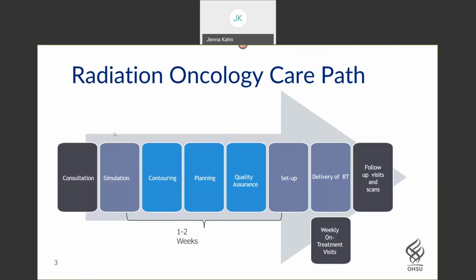As a care path, when a patient comes in, they first get a consultation, then they undergo simulation. We do contouring, planning, quality assurance. Then we set the patient up for their treatment and deliver the radiation. Subsequently, we see them on weekly on-treatment visits and follow up with scans and managing symptoms.